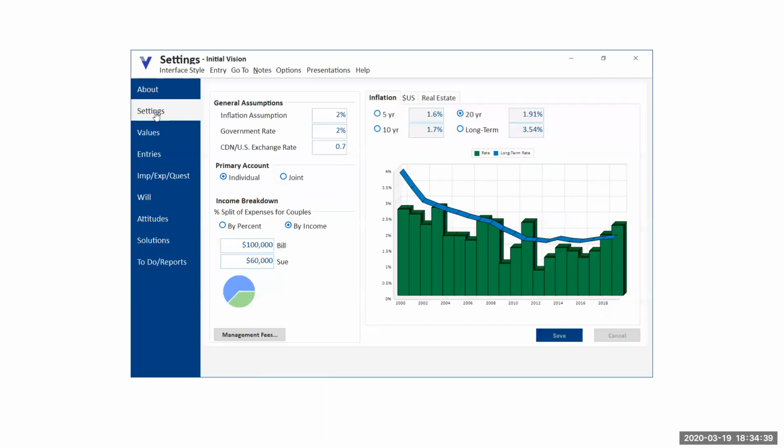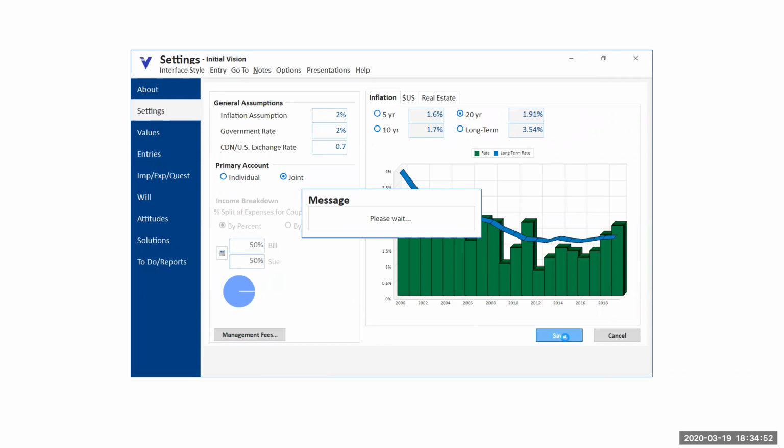So if we go back to settings, I can now switch to a joint primary account. And I want you to notice the 50-50 here because it is joint. So all cash sources for both flow into it. All cash uses are paid on a 50-50 basis from the joint account.